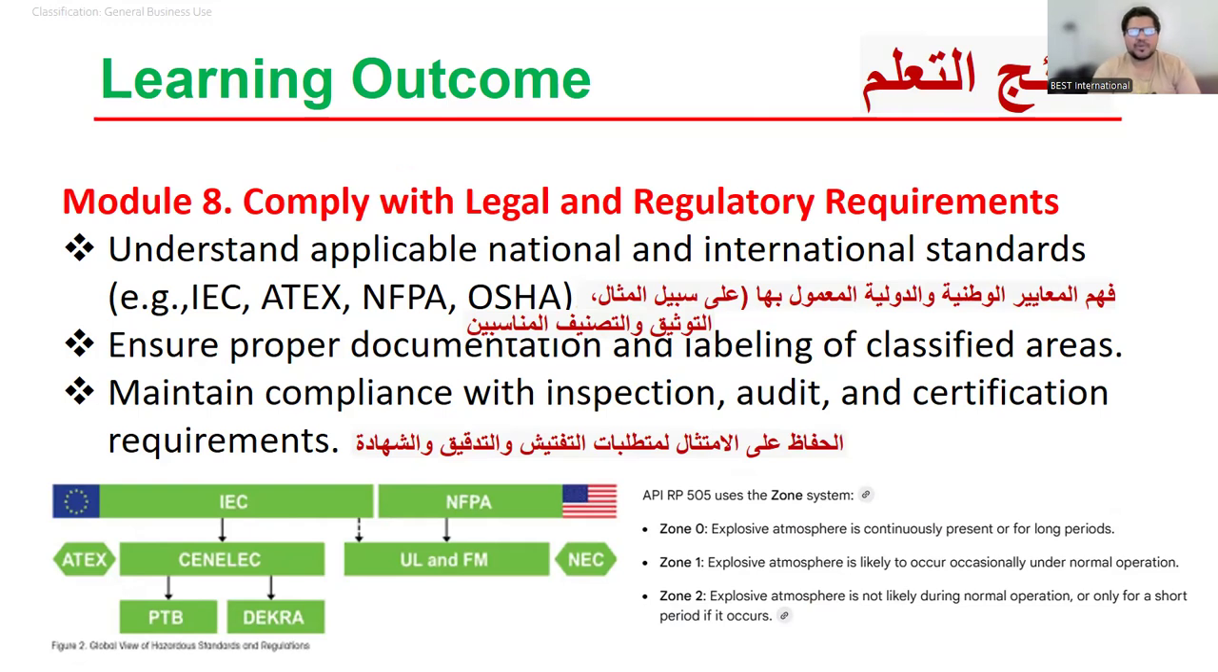Make sure you have proper documentation and labeling of classified areas, including the barricading. Make sure you use color coding, highlighted according to the zone numbers, with proper labels, so that zone numbers are easily identifiable. If any stakeholder or interested party comes to your site, the system should talk to them rather than you explaining everything. Likewise, maintain compliance with inspections and audits, and audits sometimes should be unannounced, undeclared. Then you can have a clear picture of what is happening on the ground, and make sure you meet the certification requirements as well.